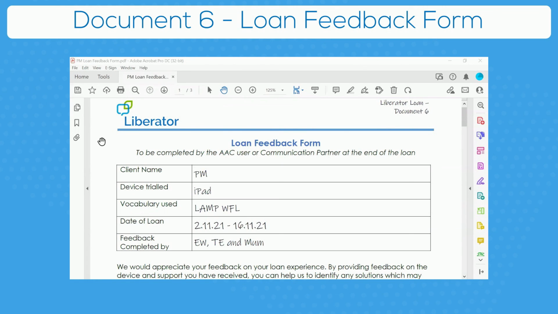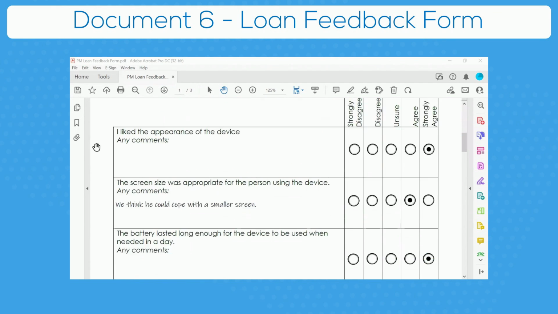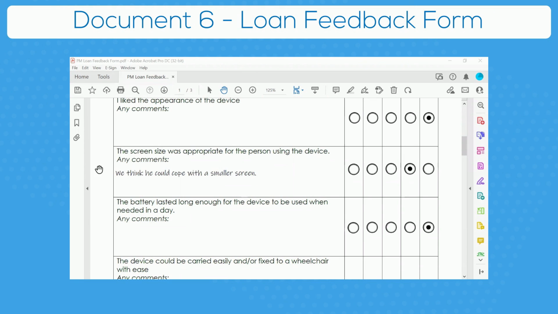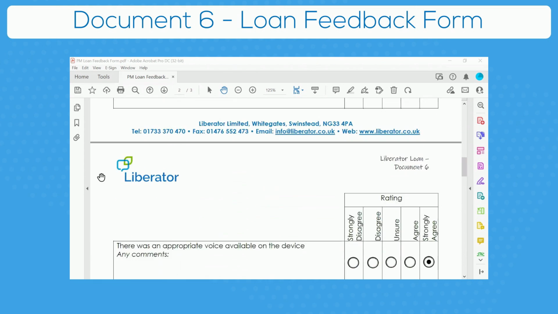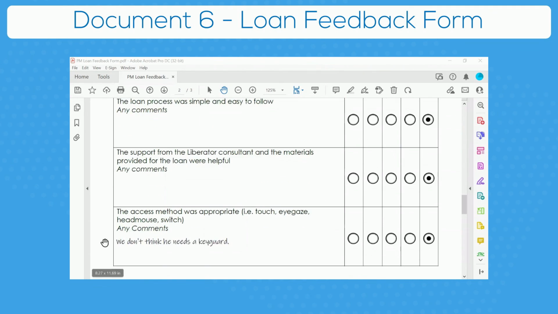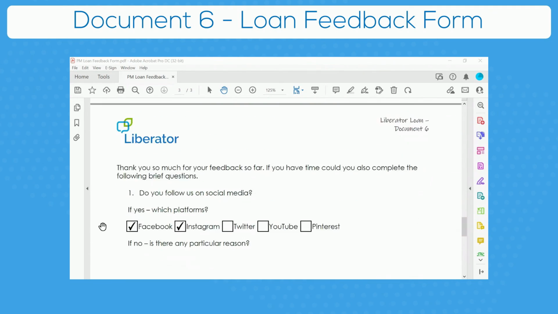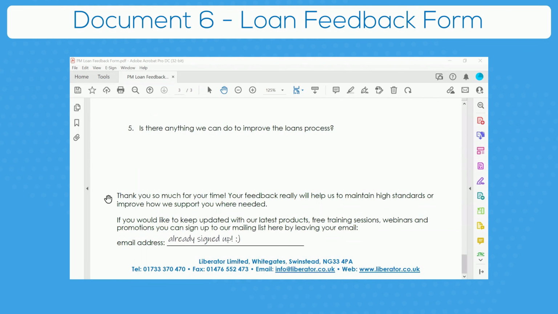Let's have a look now at the completed loan feedback form, which was completed at the end of Patrick's loan by Emma, Tom and Mum. Generally the trial went well and they were happy with the device. They did feel that he could cope with a smaller screen, and that generally a smaller device may have been easier. They didn't feel that he actually needed a keyguard, but generally everything had gone well. This information was really useful as it allowed further decisions to be made about whether an iPad mini would be more appropriate, and this could then be looked at in due course.